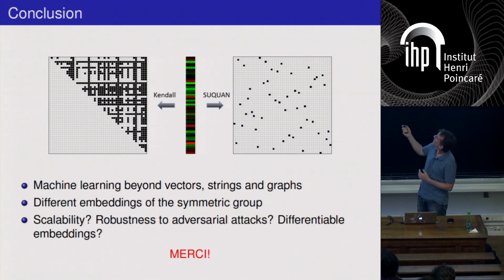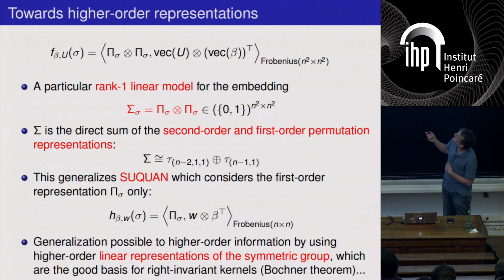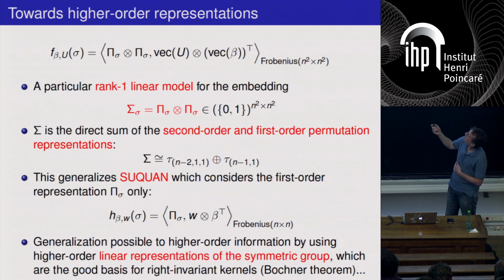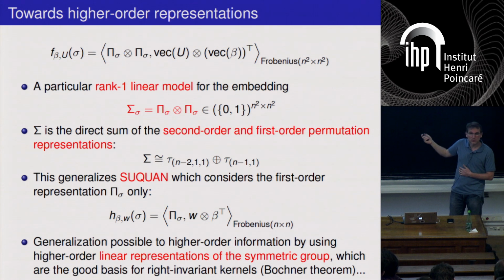Now, then I talked of Kendall, and when we extend the Kendall kernel to the weighted Kendall with optimization of the weights, it's another representation that is quite natural, which looks a bit the same as the SUQUAN. Maybe I can write it here. Well, pi sigma squared itself, or pi sigma alone. And in fact, it's possible to describe all possible right invariant embedding, and this is too long for today.